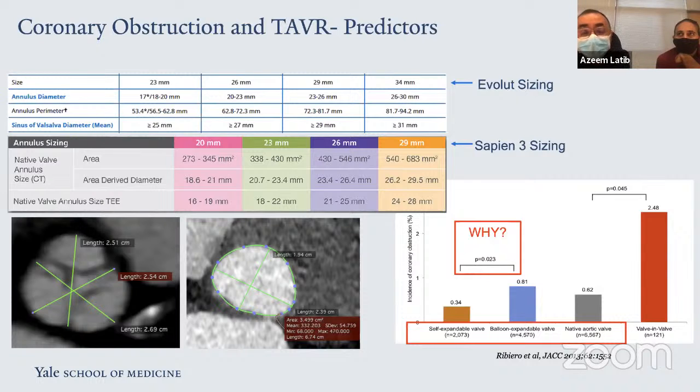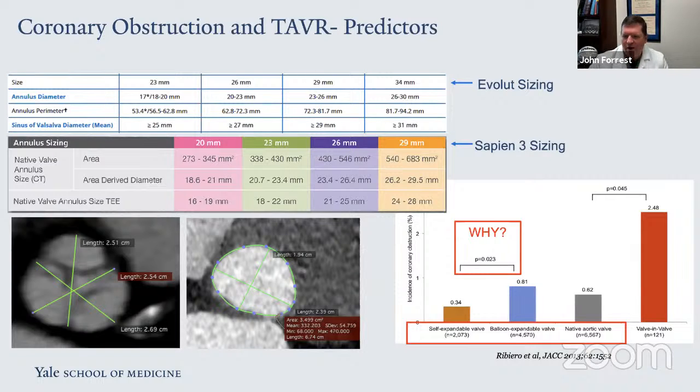It's got to do more with sizing. For delayed coronary obstruction, I'm not so sure. I mean, there may be some difference there between the two valves. No, I think it's a very fair point. I think it's a good thing why you need to understand.